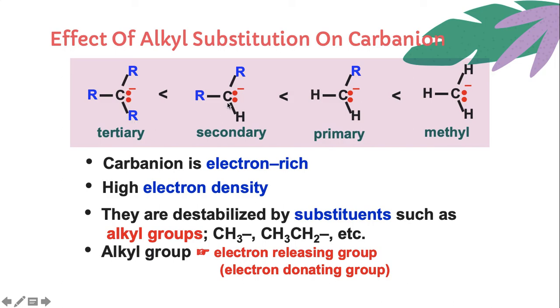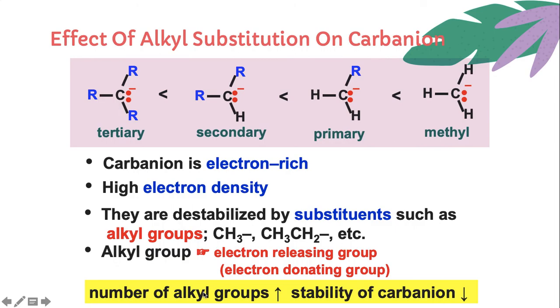This one is less stable than this one, less stable than this one, less stable than methyl. So methyl is the most stable because it has high electron density already, so it doesn't need other alkyl groups to release electron to it. That's the reason: high electron density is destabilized by substituents such as alkyl groups, because an alkyl group is an electron releasing or electron donating group. So as the number of alkyl groups increases, the stability of the carbanion decreases. This carbanion doesn't want more electron because it has enough, or it is electron rich already.